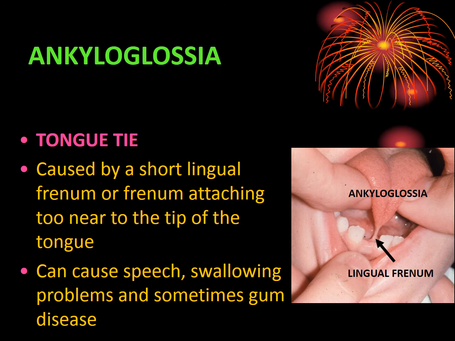So the third condition is ankyloglossia. What is ankyloglossia? Ankyloglossia is otherwise called tongue tie. This is because the lingual frenum is attached too near to the tip of the tongue. The lingual frenum will be very closely attached to the tip of the tongue, which causes difficulty in speaking and swallowing, and sometimes there will be a problem in having clear speech. So this is called tongue tie.